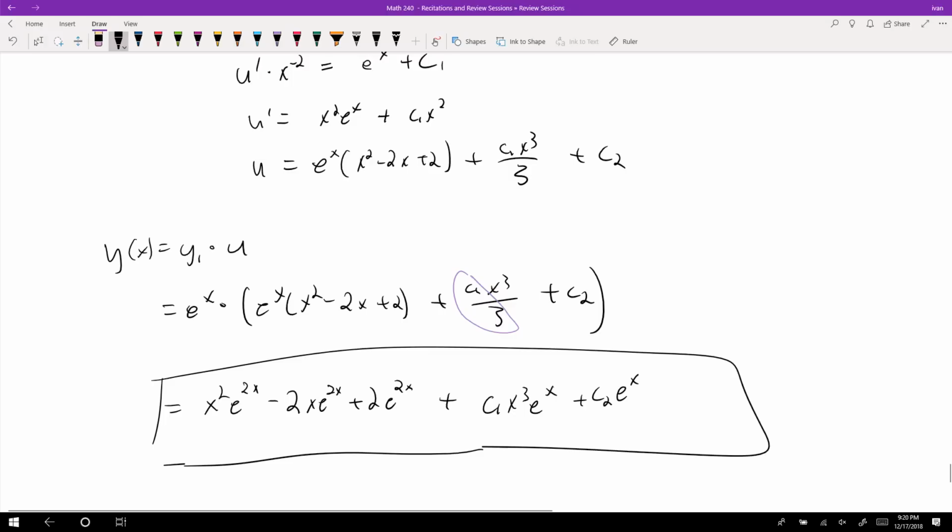All right, last problem. I don't even know how much of this last problem we're going to do.